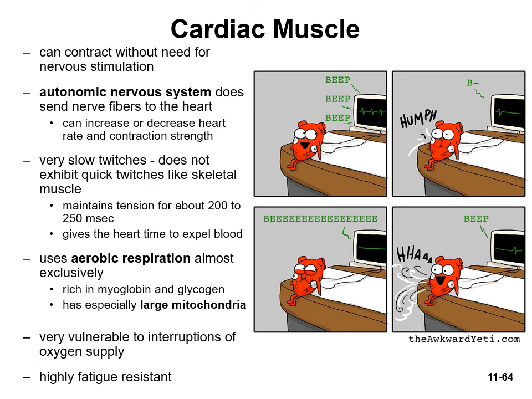Cardiac muscle uses aerobic respiration almost exclusively, so it's very rich in myoglobin and glycogen, and it has especially large mitochondria in it. This is what also makes cardiac muscle super vulnerable to interruptions of oxygen supply. So if you drowned or you have a heart attack where oxygenated blood is not getting to your cardiac muscle, it's highly vulnerable to damage once the oxygen supply is cut off.